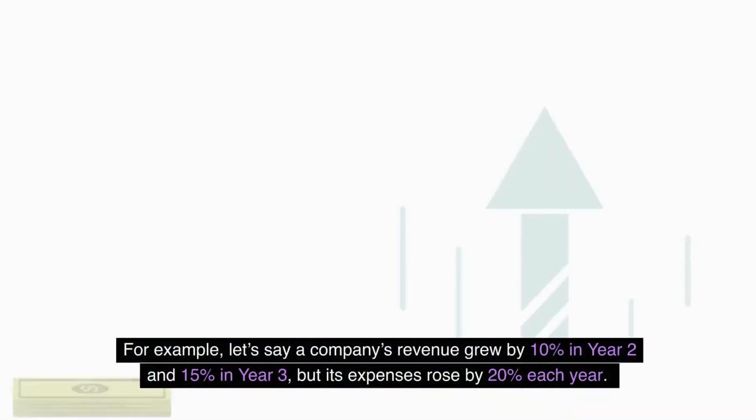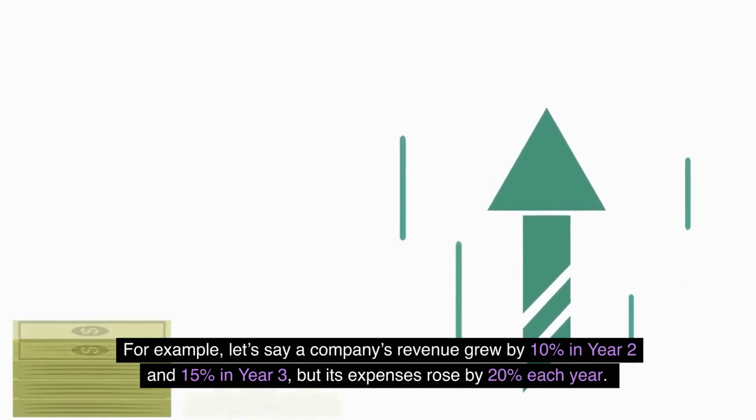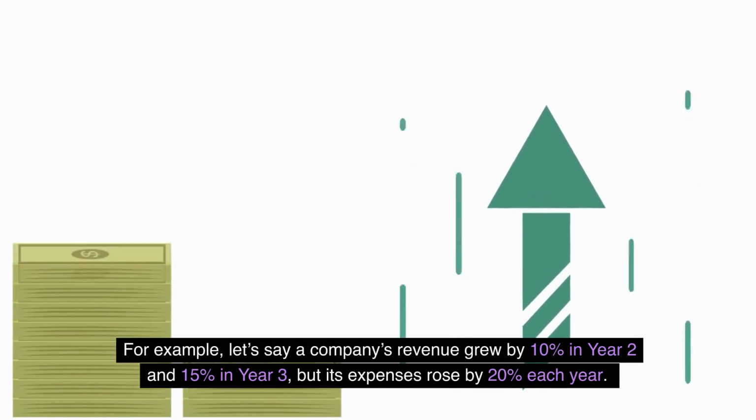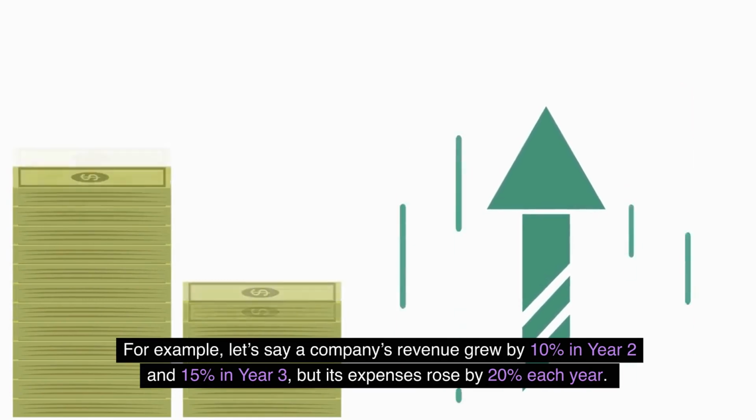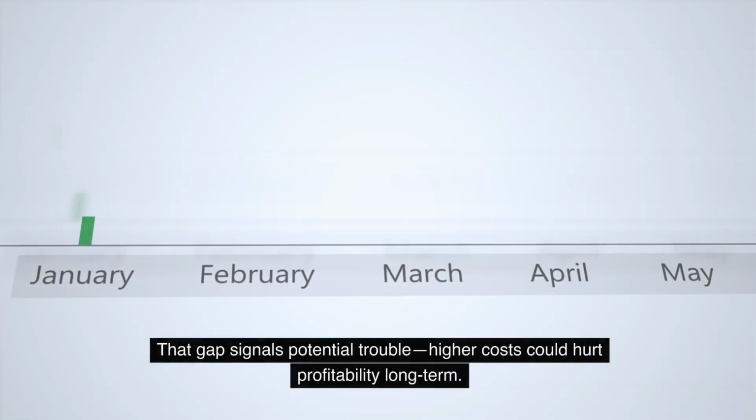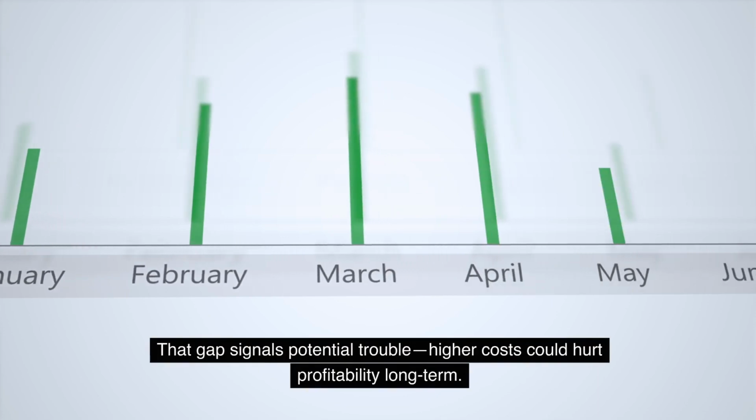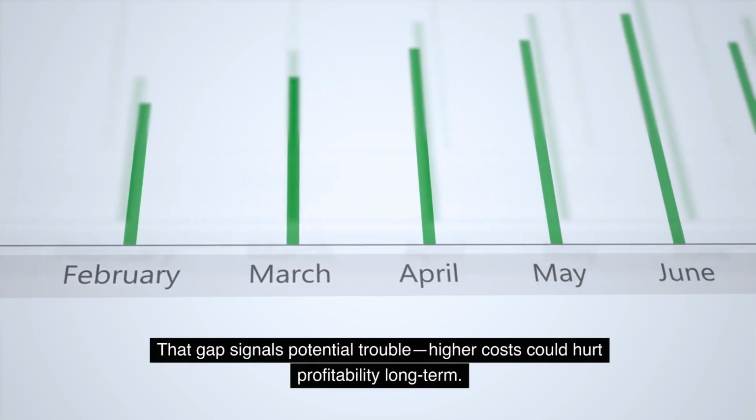For example, let's say a company's revenue grew by 10% in year 2 and 15% in year 3, but its expenses rose by 20% each year. That gap signals potential trouble. Higher costs could hurt profitability long term.